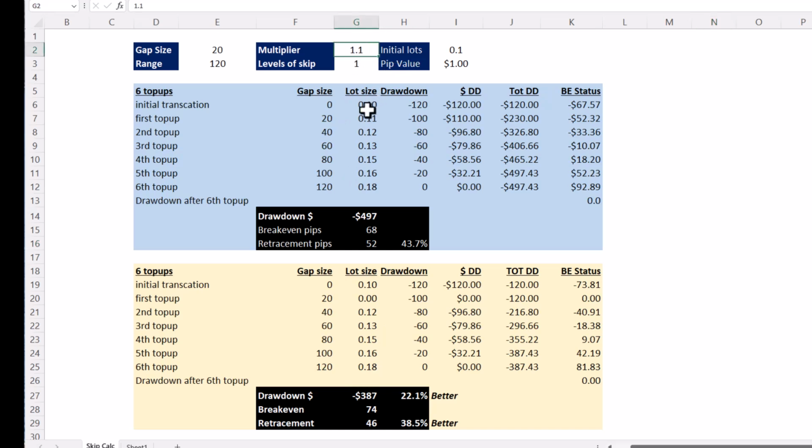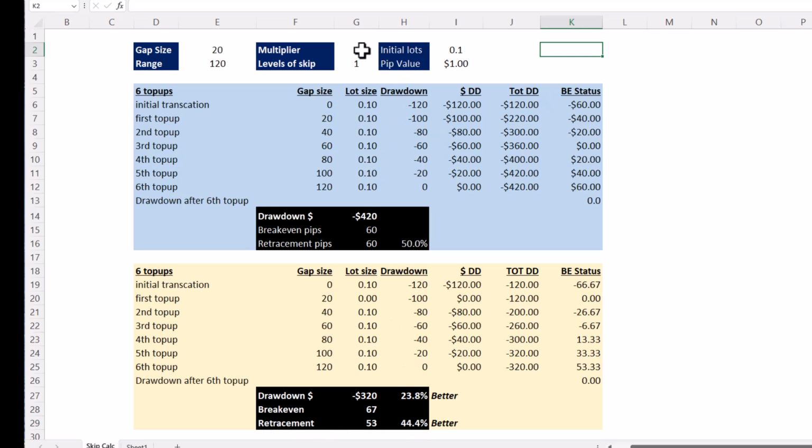Then with a multiplier, for instance, some people like to use no multiplier there. Oh, look at the retracement now, 44% better than the previous one. So this is the one we measure the differences against all the time, and you can see that the drawdown was better, but the retracement is so much easier to reach.